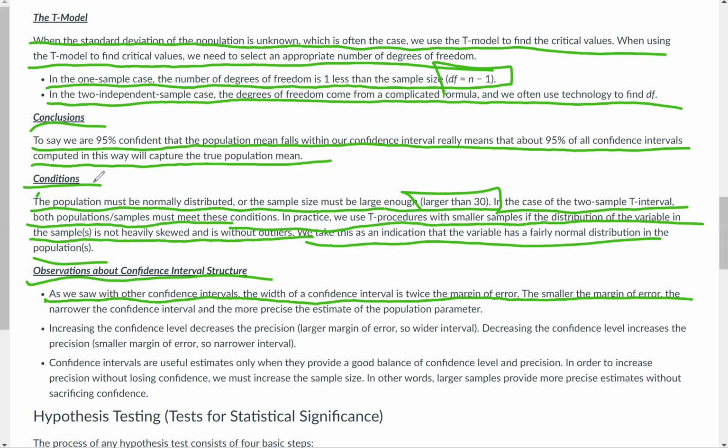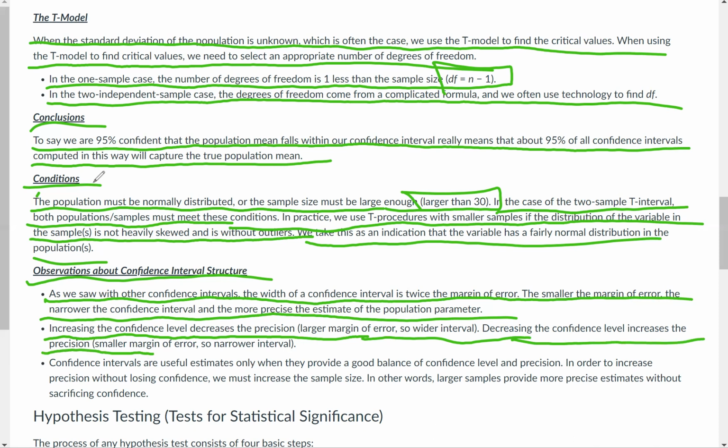The smaller the margin of error, the narrower the confidence interval, and the more precise the estimate of the population parameter. Second, increasing the confidence level decreases the precision. A larger margin of error means a wider interval. Decreasing the confidence level increases the precision. A smaller margin of error means a narrower interval.